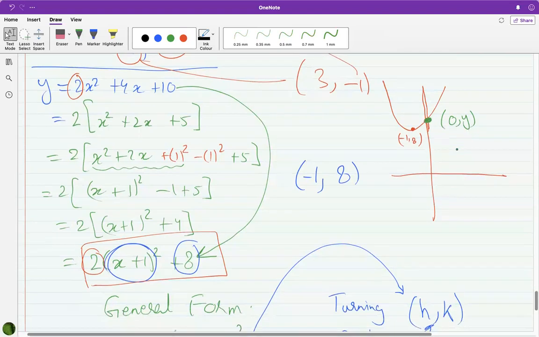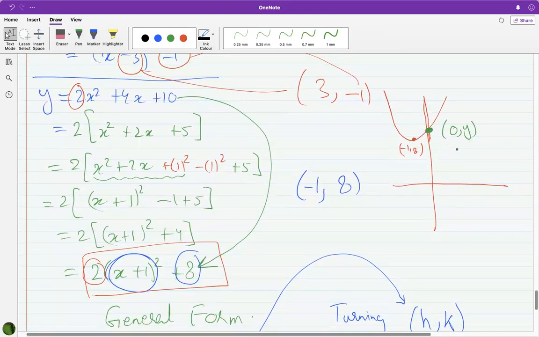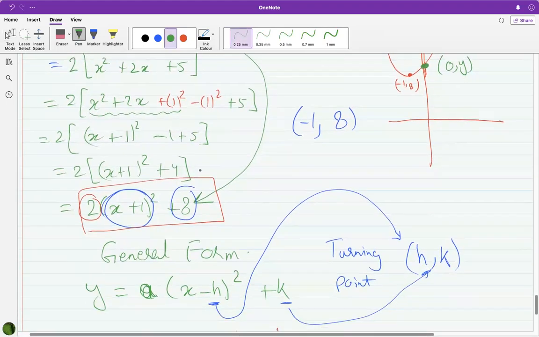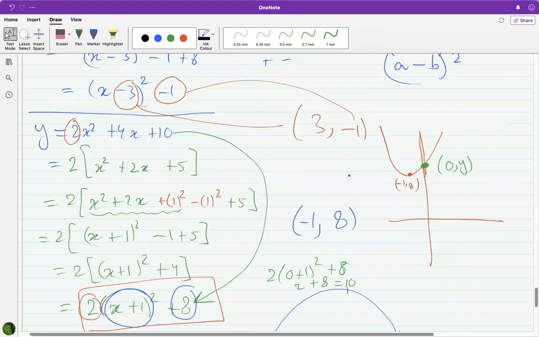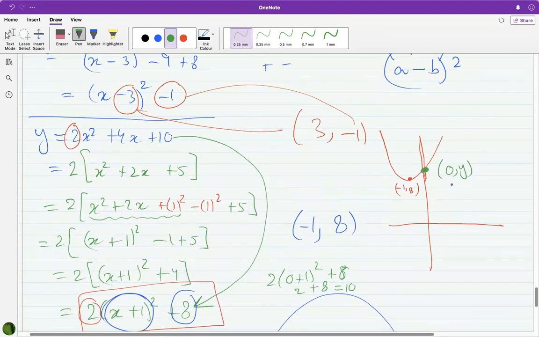So when I have x as 0, I may use any equation, the main first equation or the last equation. The last equation is always easy because it is simplified. If I use this and I use x as 0, do I get 2 plus 8 equals 10? So this tells me that my coordinates are 0, 10. This question is complete. Sketching is complete.